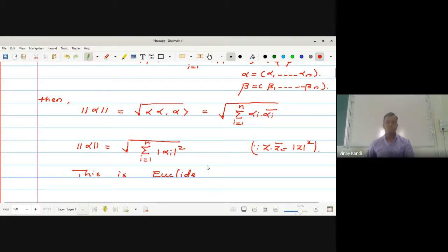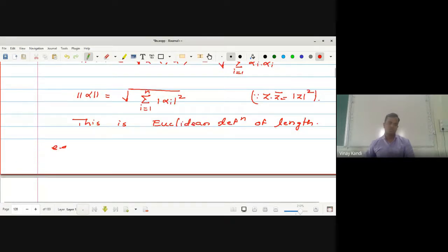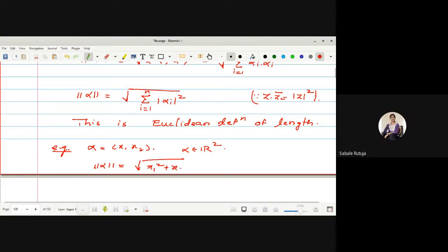In 3 dimensions, 4 dimensions, R2, R3, R4, we define the norm of a vector as equal to the square root of the summation, i running from 1 to n, of mod alpha_i squared. This is the Euclidean definition of length. For example, in R2, suppose alpha is equal to (x1, x2). This alpha belongs to R2. Then the norm of alpha is equal to the square root of x1 squared plus x2 squared.